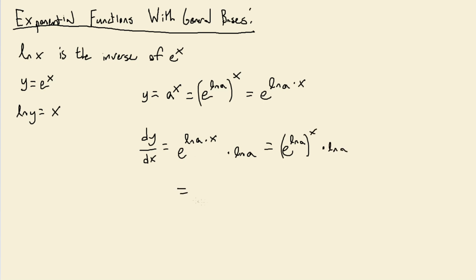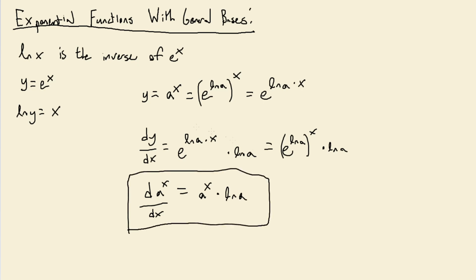And all of that is to say that the derivative of a to the power of x with respect to x is going to equal a to the power of x being multiplied by the natural log of a. So this allows us to deal with situations where we have general bases for exponential functions as well. Now that we've proven what the derivative of e to the power of x is, it allows us to deal with all of these situations.